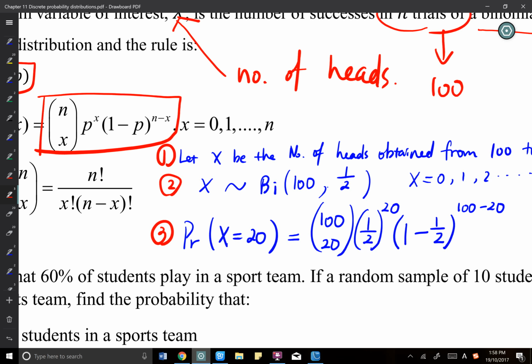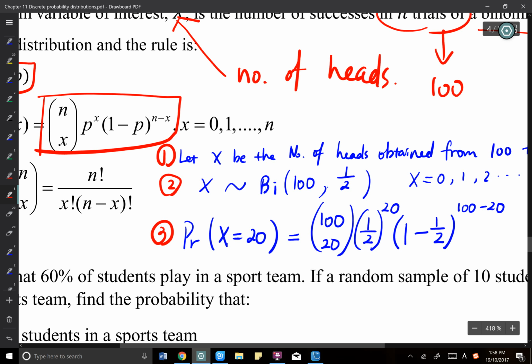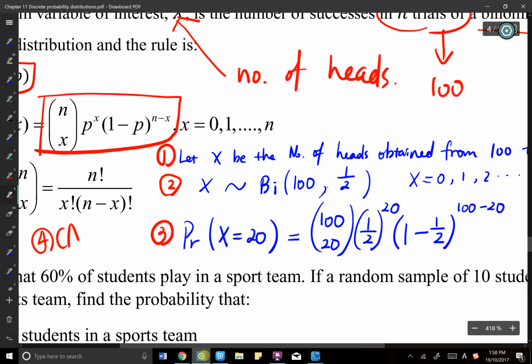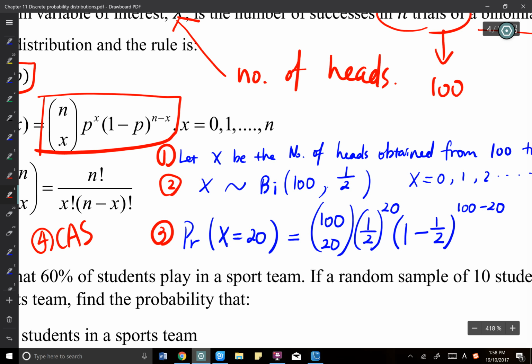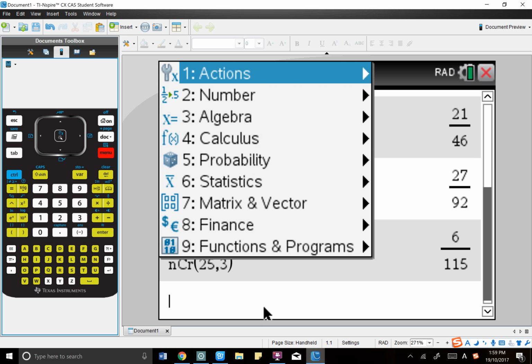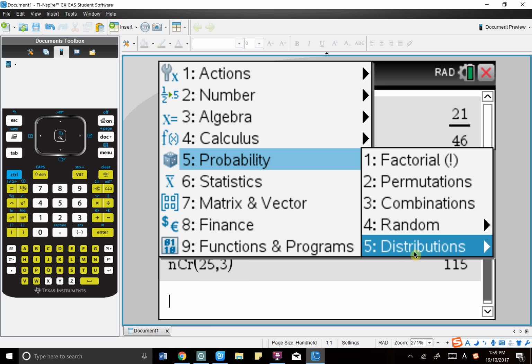But what I want to say is, have a look at this answer here. That can be a really huge value. Do you agree? You are not very likely to evaluate that by hand. What you have on the denominator is 2 to the power of 100. Can you really evaluate 2 to the power of 100? No. So number 4 is how to use it on the CAS. Don't really type that in. If you type this formula in, it's a waste of time. There's a function directly you can use to find the value. So where is it? Menu, number 5 Probability, number 5 Distribution.